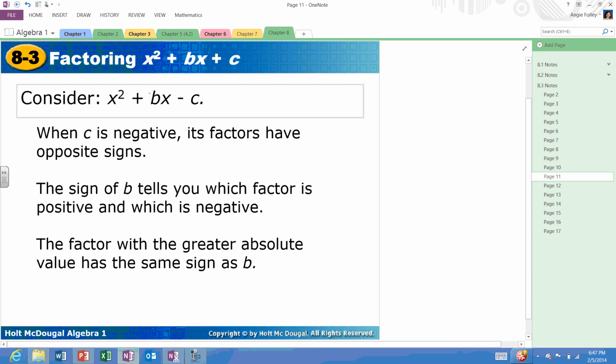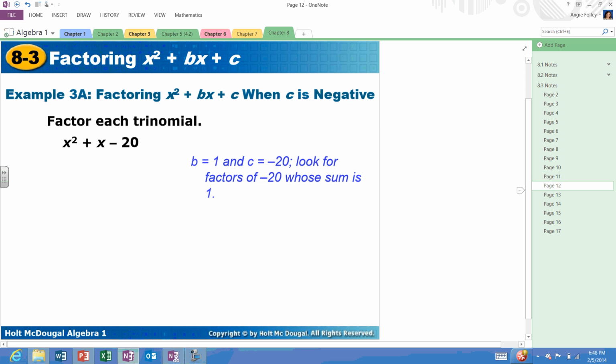Okay, so here's the new thing. If C is negative, so if there's a negative sign here, that means that the factors, when I factor it, have opposite signs. The way to know which one is which is whatever is the middle. So if it's positive, the one that is positive has to be the greater of the two in terms of absolute value. If it's negative in the middle, it would be the bigger negative absolute value. Let me show you.